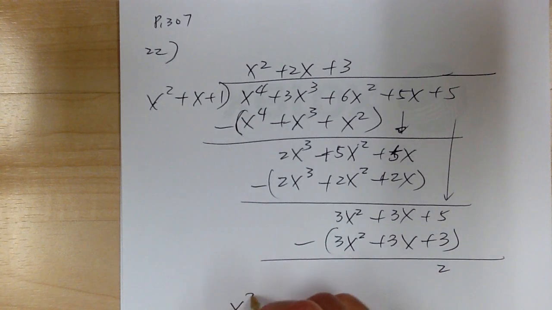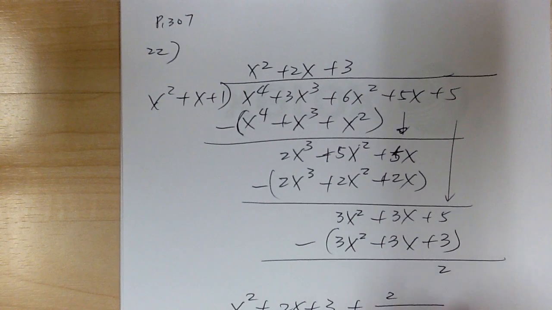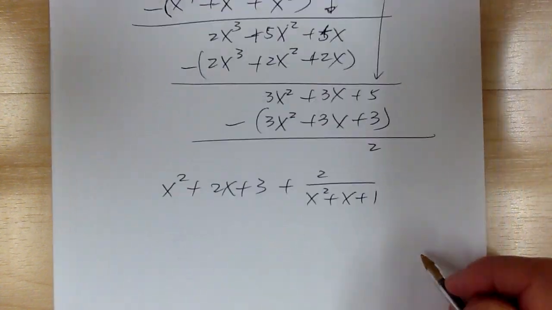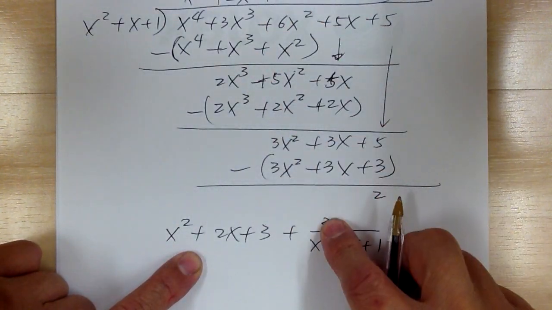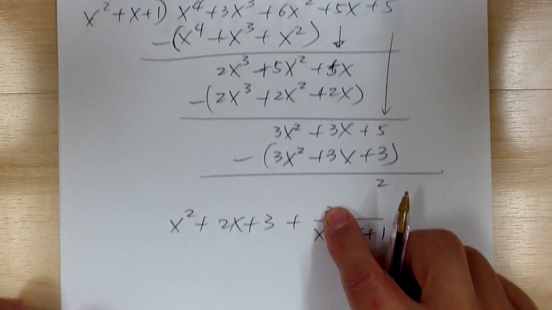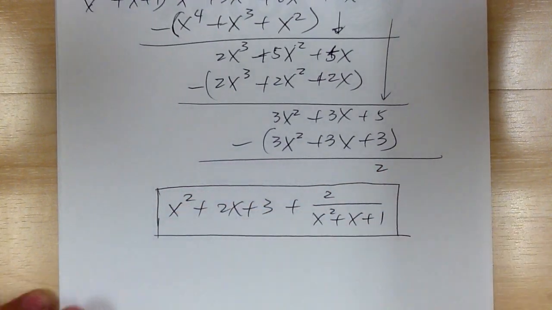So your answer would be x squared plus 2x plus 3 plus 2 over x squared plus x plus 1. Again, this came from here, and this came from here. So that would be the answer for number 22.